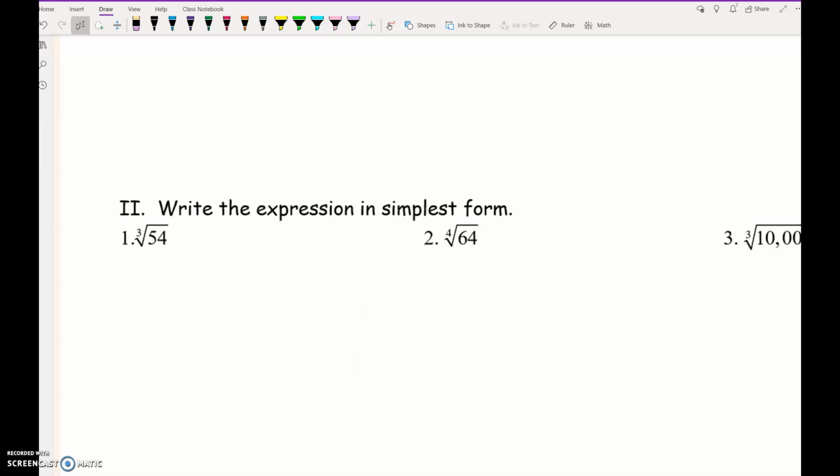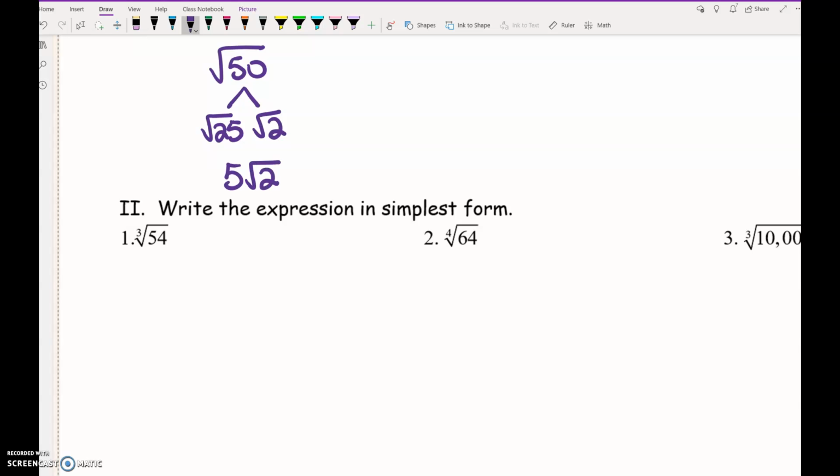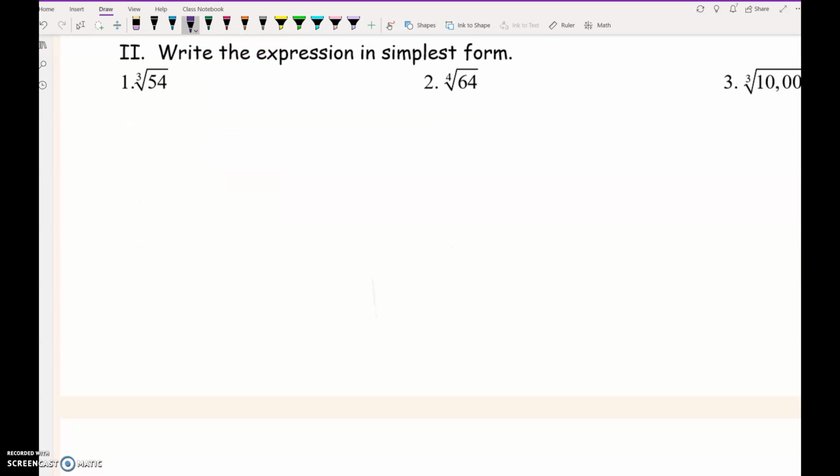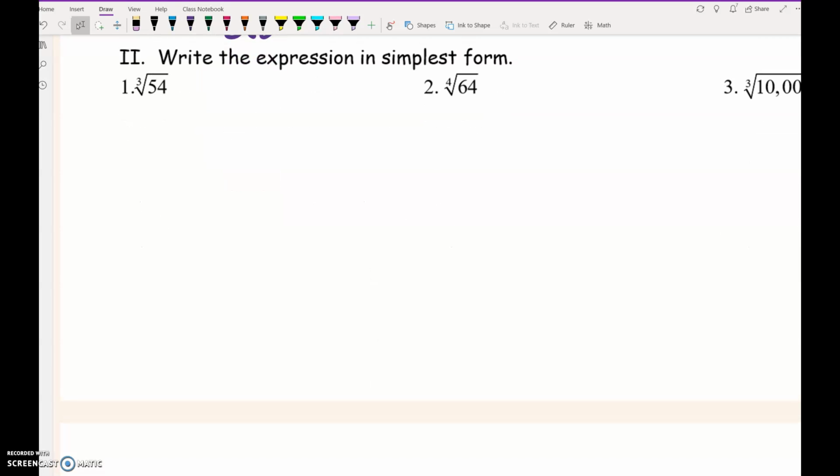Do you remember back when I would give you something like the square root of 50, and we would split this into the square root of 25 times the square root of 2. The square root of 25 is 5, so this simplifies to 5 times the square root of 2. Do you remember kind of doing that with square roots? So we're going to be doing this with third roots, fourth roots, fifth roots, etc. Okay? It's really not that bad, I promise.